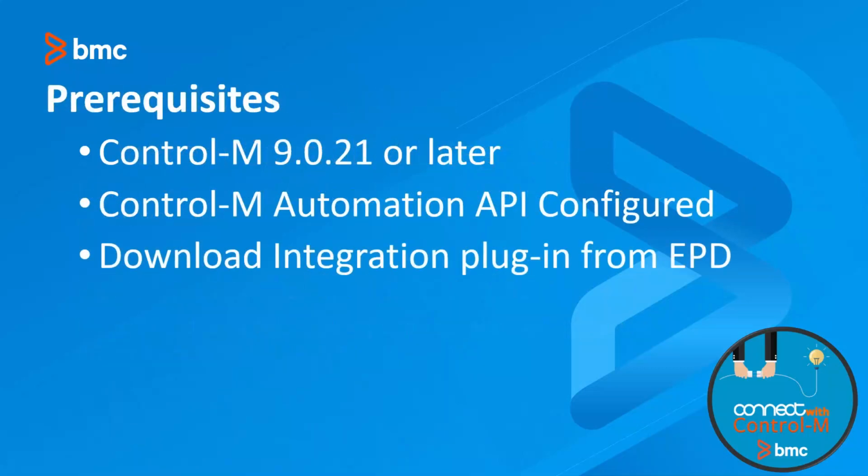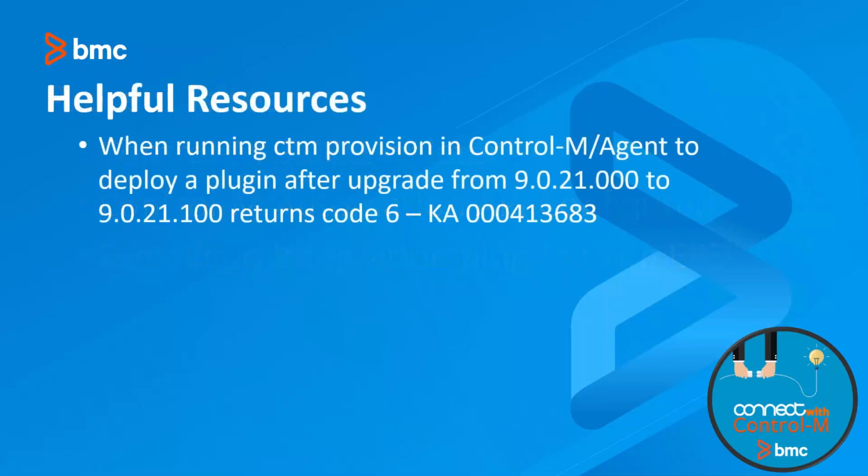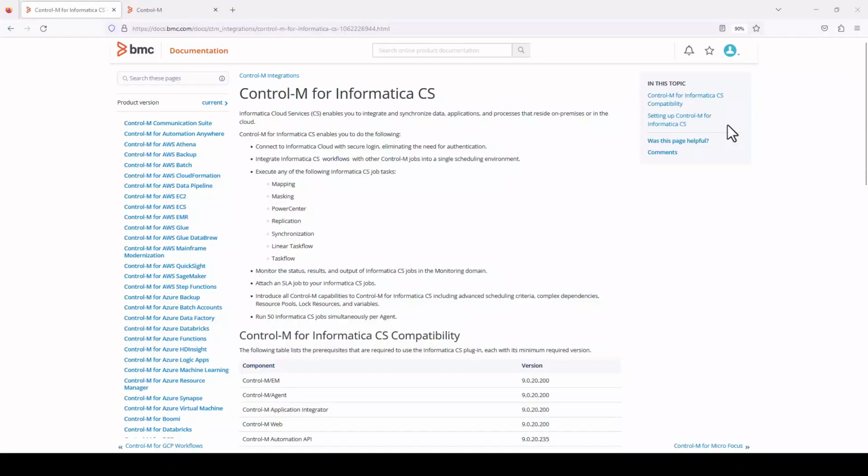Here are the prerequisites: Control-M 9.21 or later, Control-M Automation API configured on your environment, and depending on the plugin you would like to deploy, you will need to download it from the EPD site and place it on the Control-M Enterprise Manager server. Here is a helpful link in case you encounter the return code 6 issue when performing the deployment. Now, moving on to the process.